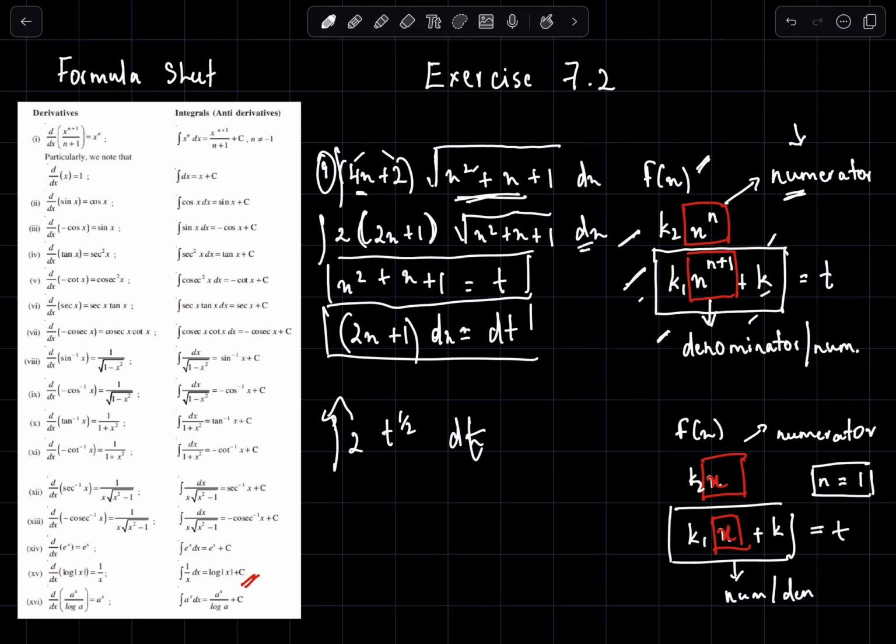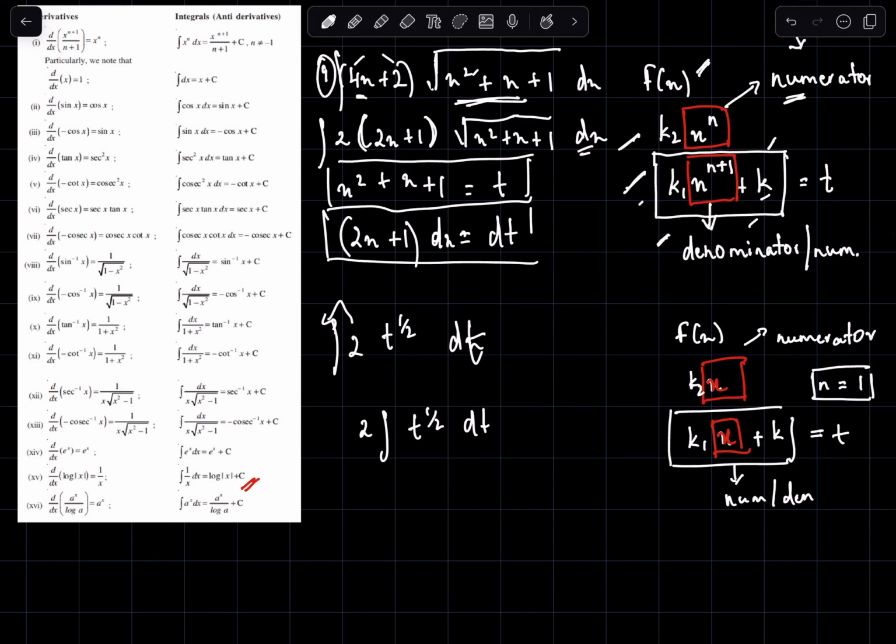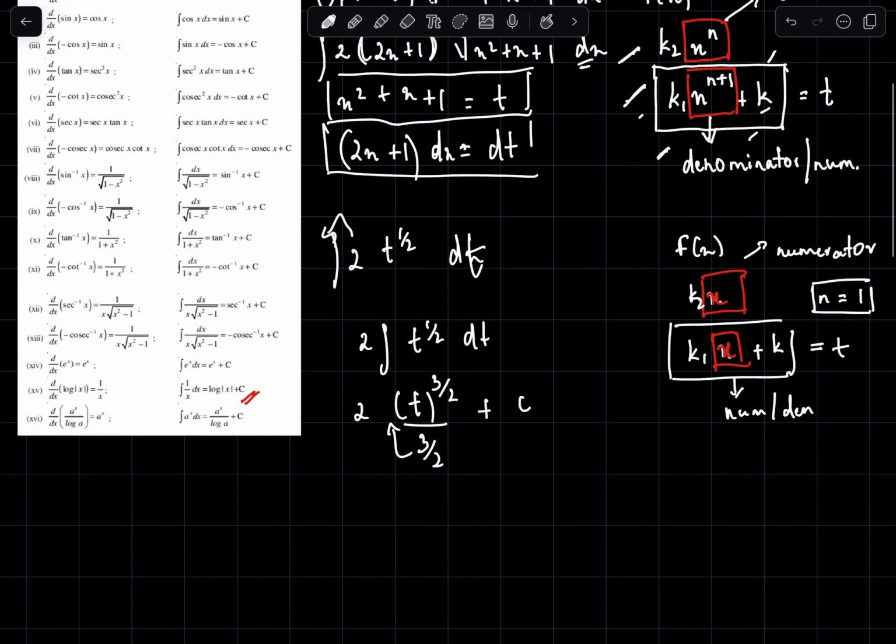Now 2 is a constant, it comes out, so 2 times integral of t raised to the power half dt. We've done this already so many times, add 1, and this thing is almost getting boring. So 2 times t raised to the power 3 by 2 divided by 3 by 2 plus c, right? Now if you bring this up, it inverts the inverse of it. So 2 times 2 by 3 t raised to the power 3 by 2 plus c.